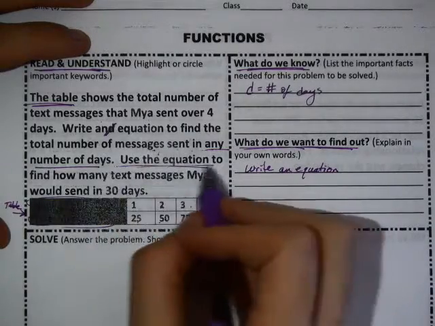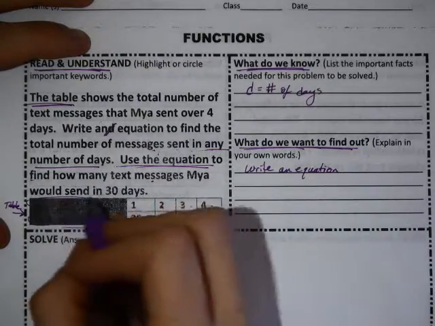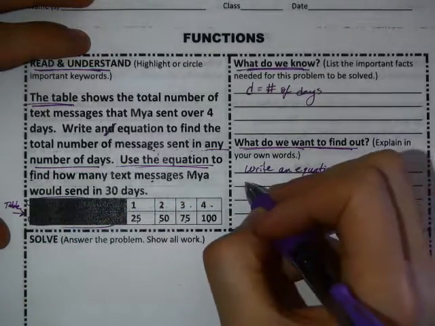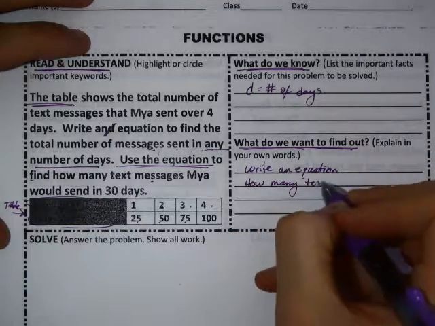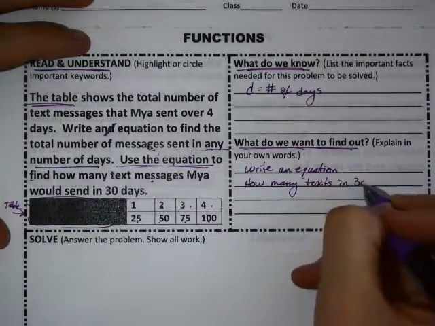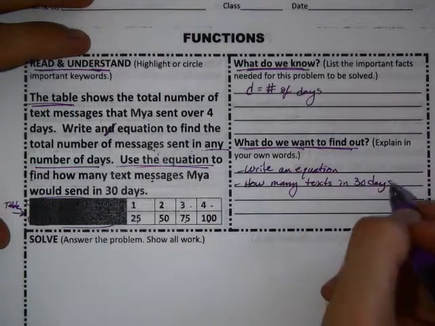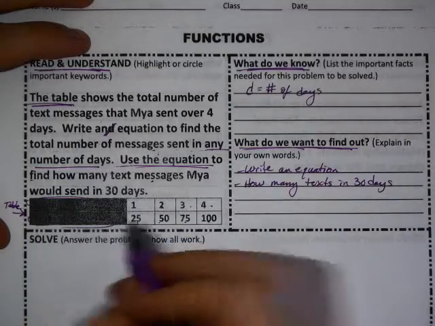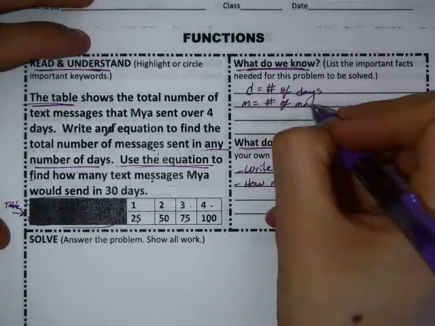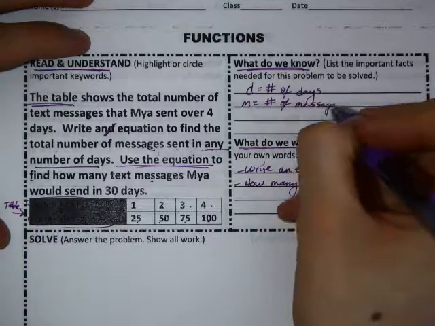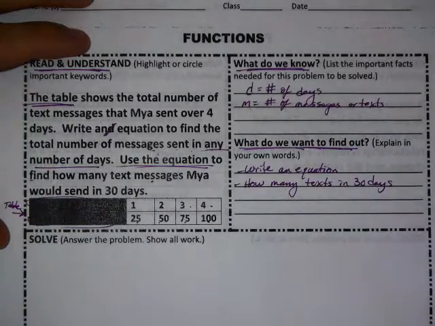Use the equation to find how many text messages Maya would send in 30 days. So we also need to find out how many texts in 30 days. Alright, so we need to write an equation and we need to figure out how many texts in 30 days. It looks like I got another variable here. M is the number of messages or texts.